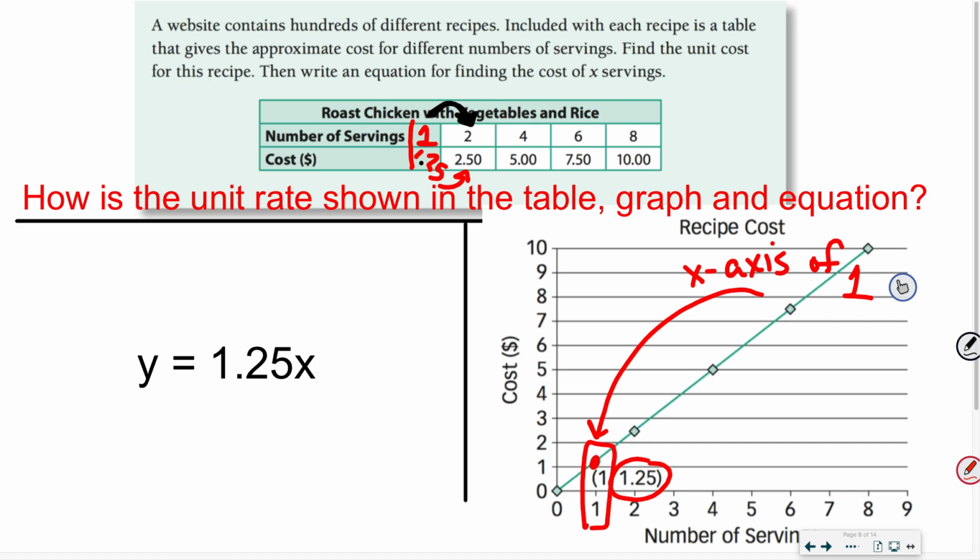Where's my unit rate in the equation? Not a trick question. Where's my unit rate? At the bottom. Right? In the equation. We already know the unit rate is 1.25. That's not a secret. Where is it in the equation? Let's use the vocabulary. Is that the coefficient? It's the coefficient. Yay. Coefficient.